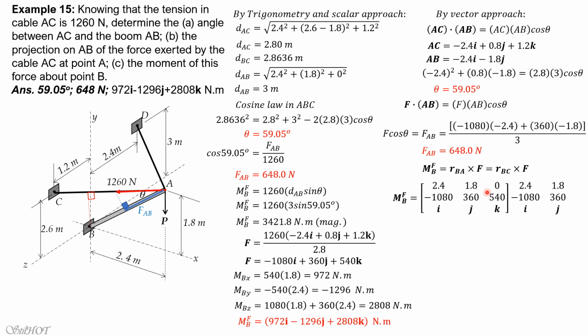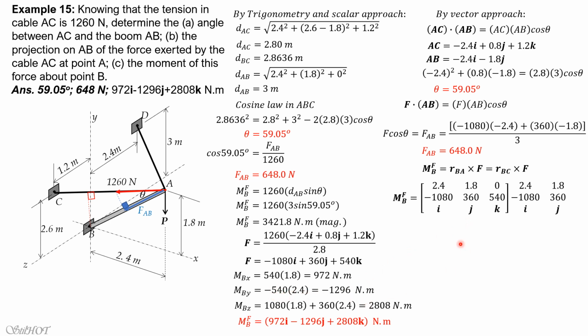So let's begin with i. 540 times 1.8i positive, which is this, right? Then minus 360 times 0, so minus 0, so that's why there's no more term here. So it is just 540 times 1.8, so it is equal to 972i. Then for j, it is negative 1080 times 0. Then minus 540 times 2.4j. So there should be negative 540 times 2.4, which is this.